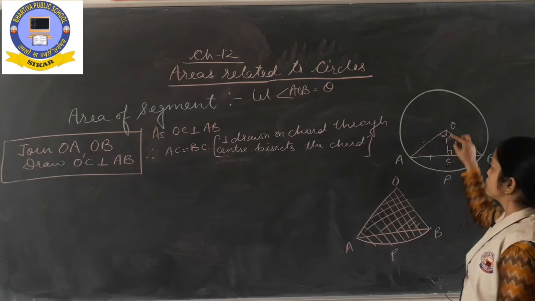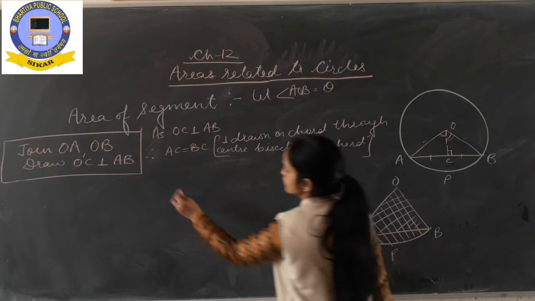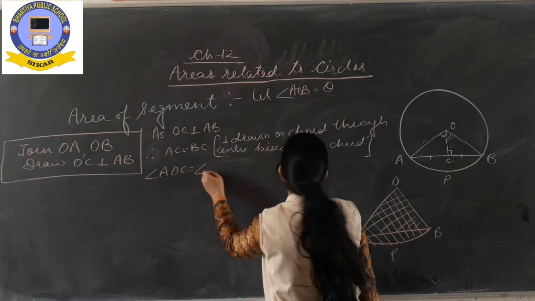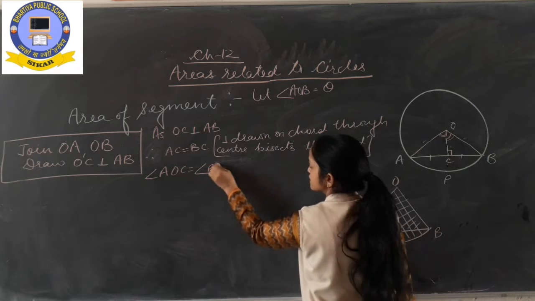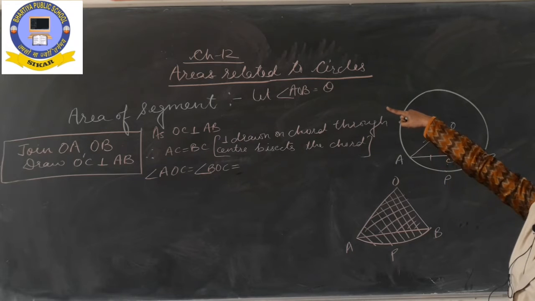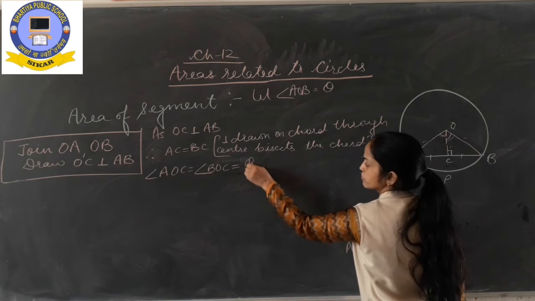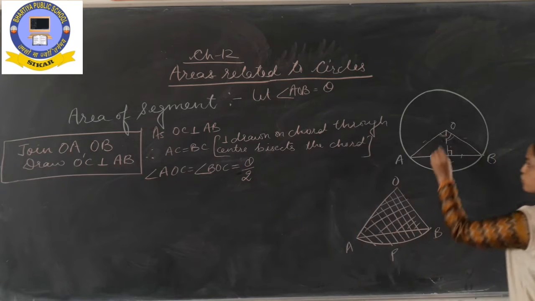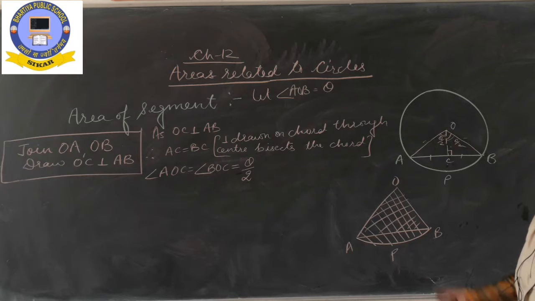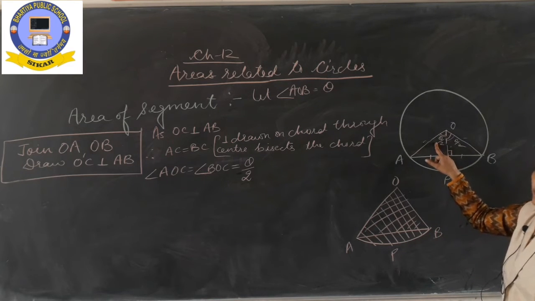Okay. Now if OC bisects angle AOB, then we will write here, angle AOC is equal to angle BOC. Both the angles are equal, and if these two angles are equal and the whole angle is equal to theta, then half will be theta upon 2. This angle will be theta upon 2. Both the angles are equal to theta upon 2. Suppose if the whole angle is given as 60 degree, then this will be 30 degree, half of the whole angle.